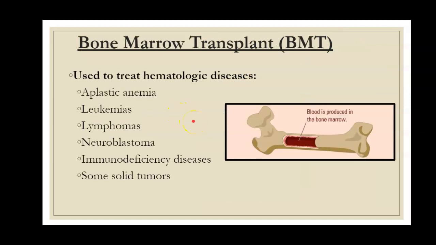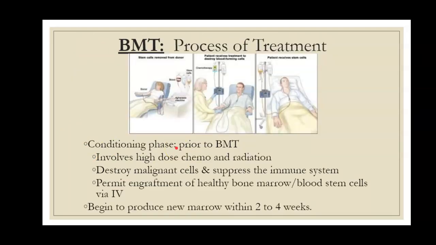Bone marrow transplant, or BMT, is used to treat hematologic diseases such as aplastic anemia, leukemia, lymphomas, neuroblastoma, immunodeficiency diseases, and some solid tumors as well. Blood is produced in the bone marrow, and so that's why they try to kill off all the cancerous blood and then impart new healthy blood to take over the body.